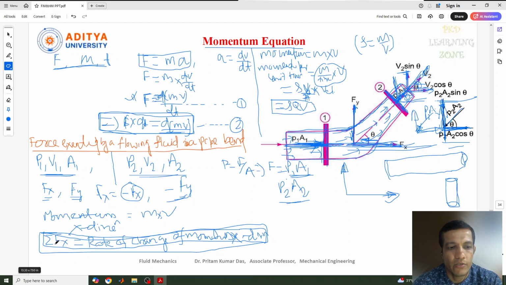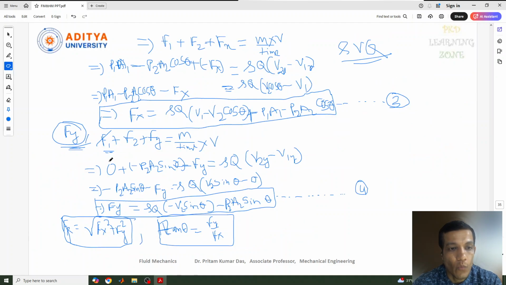We need to find the summation of force in the x direction, and similarly the summation of force in the y direction also needs to be considered. This is only the starting formula. After that we need to see what forces are acting at section 1 and at section 2, and what the velocity is at section 1 and section 2, so that we can find the initial velocity and final velocity, in the x direction as well as in the y direction.